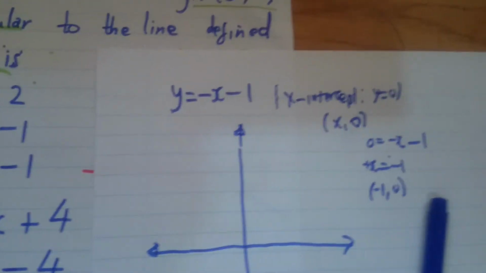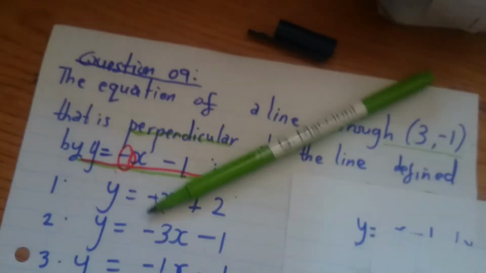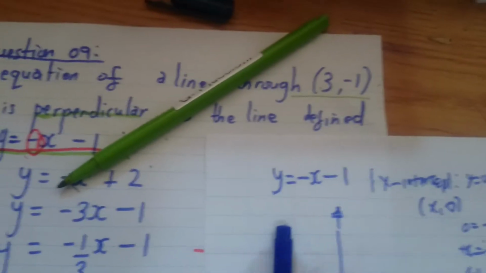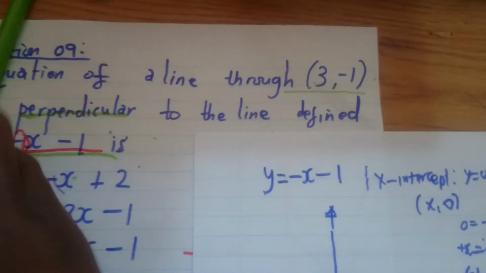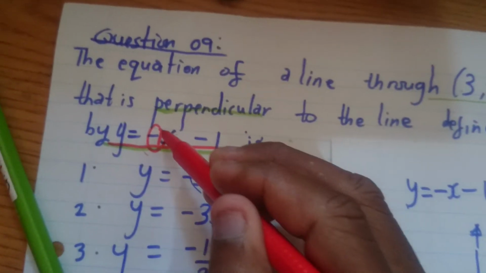Another thing, you see this sign here in the question? This tells me everything. My graph is going to go this way because the slope is negative. So now we go to the x-intercept done.